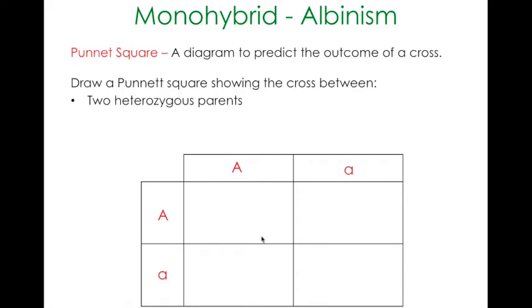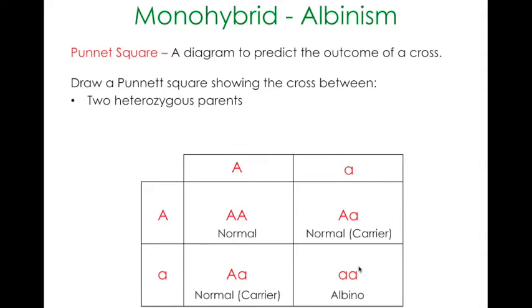There are four possible outcomes. Here's the first one, capital A. Here's the second one, capital A, lowercase a. Third one is the same, and the last one being two lowercase a's. Remember, it is a recessive trait, which means two lowercase a would result in your albino, okay? All other cases result in a normal pigmentation individual, and from that you can see that capital A lowercase a is also a carrier.